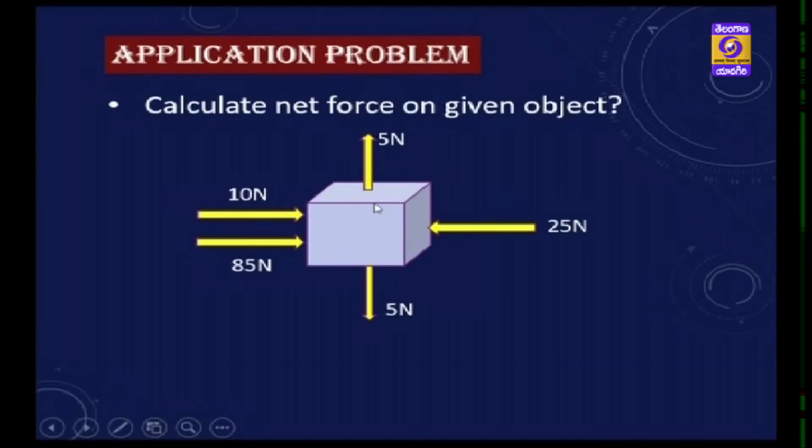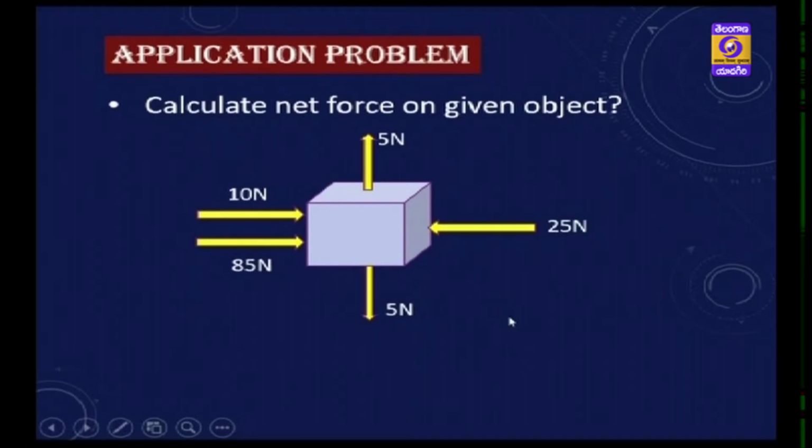A block is given. In this, different forces are acting in different directions. So observe here: 10 newtons, 85 newtons of force, 5 newtons of force, 25 newtons of force, and 5 newtons of force again. So these forces are acting on this object in various directions, and they are different in magnitude. Now how to calculate the net force on this object?